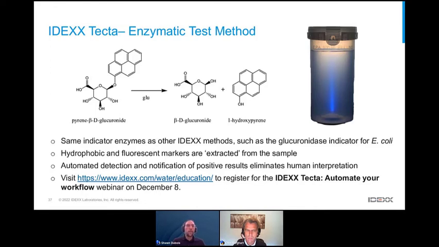It is hydrophobic, and what that means is basically it doesn't want to be in water. So once it is released from the nutrient, it will collect at the bottom of this cartridge device. The machine will then look for fluorescence, and once it sees that, it will trigger a positive and record that result. This also eliminates human interpretation. And again, it's able to see results quickly if there is a high amount of contamination.